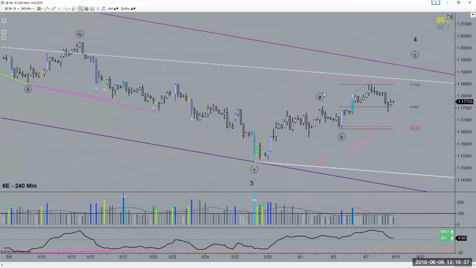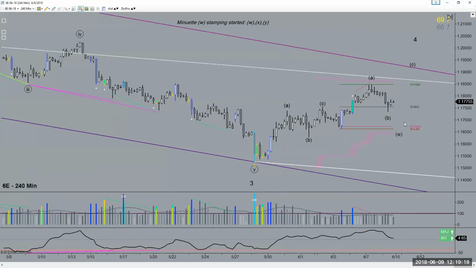So I'm thinking this is actually now WXY, and we're looking for one more little C wave up. So that would be like this. Sorry, I'm going into too much detail here, but I guess that's my nature. So we would have two ABCs connected. That's a double 3.